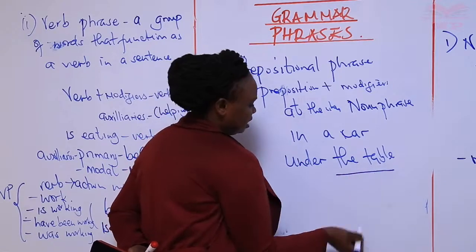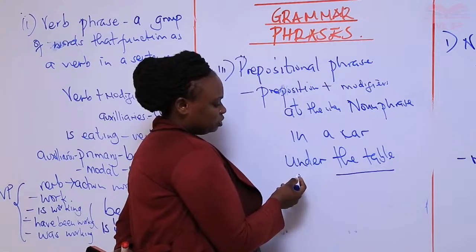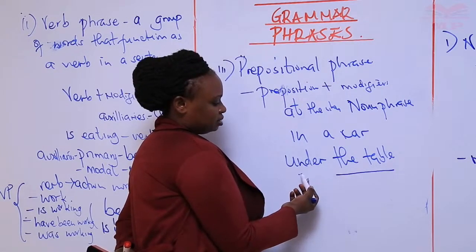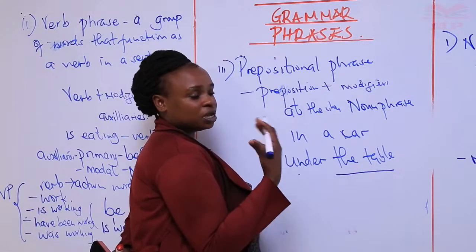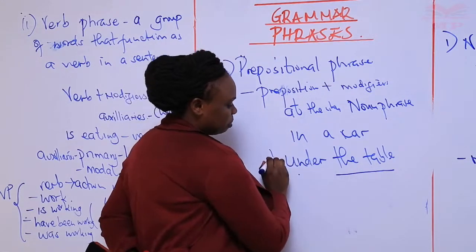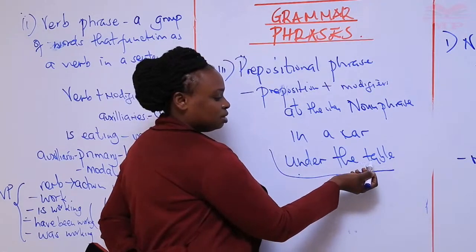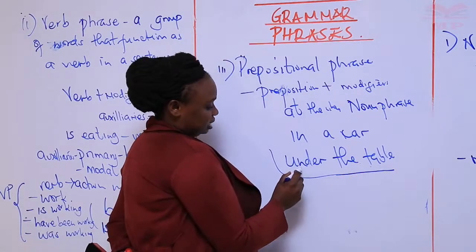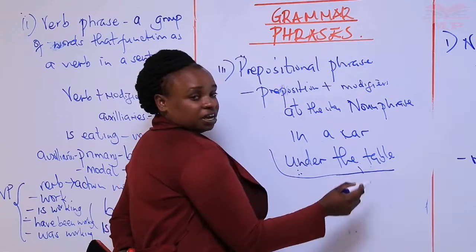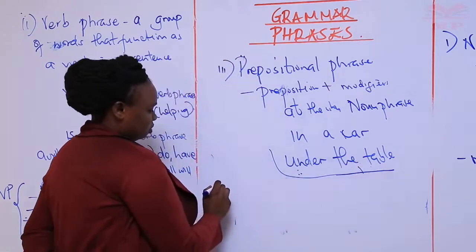Why do we call them modifiers? They tell us how the preposition is functioning, as in where. How do prepositions function in sentences? They tell us where something is. So for it to function as a prepositional phrase, it cannot occur on its own. It must occur with a noun phrase. So the head word here is a preposition, and the modifiers are the noun phrase. So this is an example of a prepositional phrase.